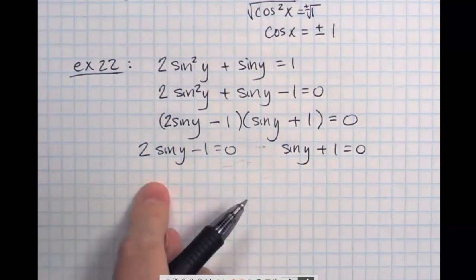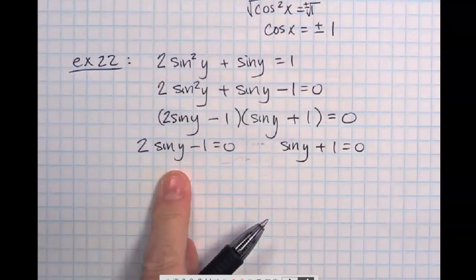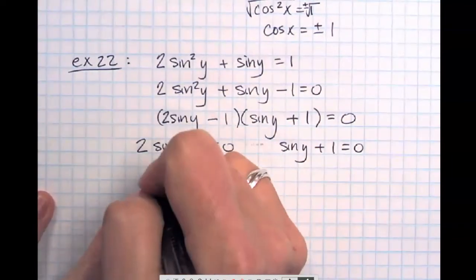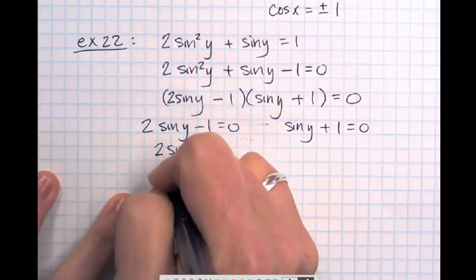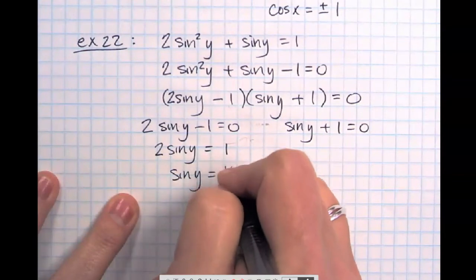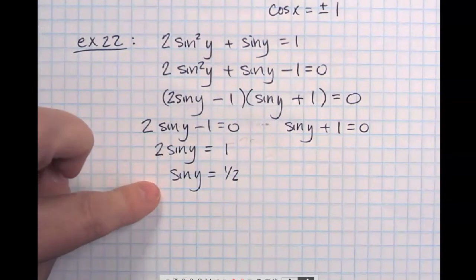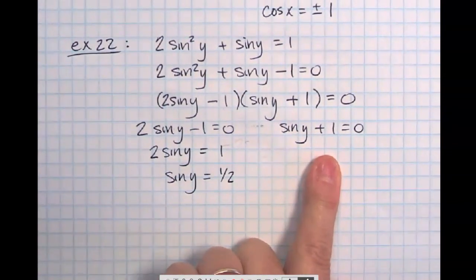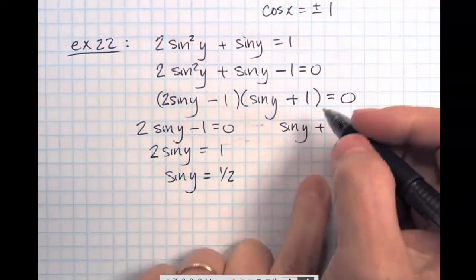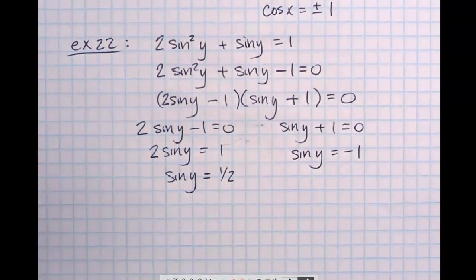Okay, get sine y by itself. What would you do? 2 steps. Add 1 and divide by 2. So I get 2 sine y equals 1. Sine y equals 1/2. Okay, that one is ready to go to the unit circle and look for where that happens. Over here, get sine y by itself. Well, what do I have? Sine y equals negative 1. Whew, didn't have to square root either of these.